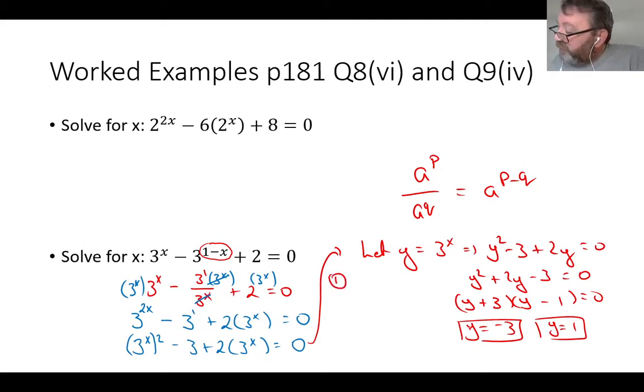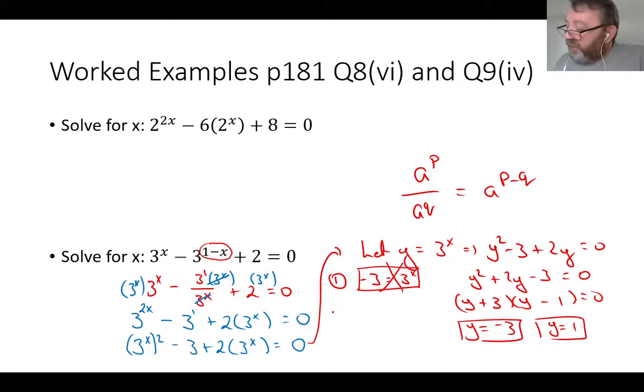So in the first case, y is equal to minus 3. So minus 3 equals 3 to the x. Okay. Now you'll notice here that the bases are not the same. There's no power that can give you a negative number. Think about it. There is no power whatsoever that can give you a negative number. Negative powers give fractions. Positive powers give multiples. But there's no power that can give you a negative number. So therefore we can reject that straight away.